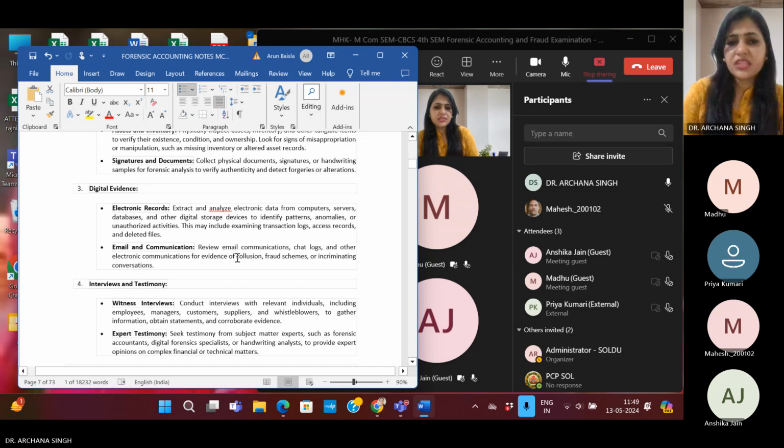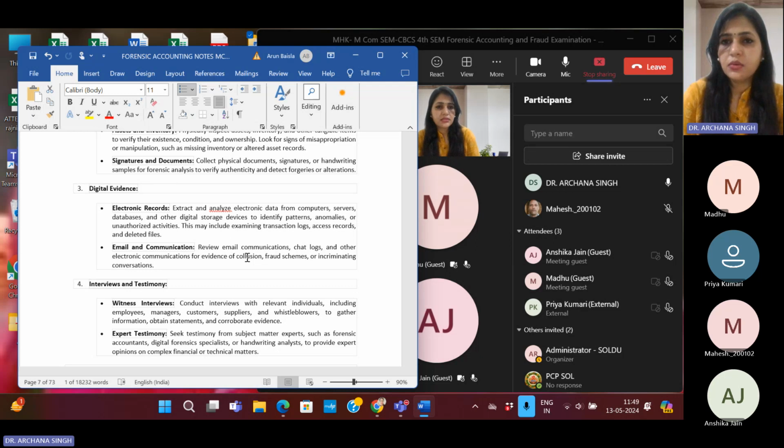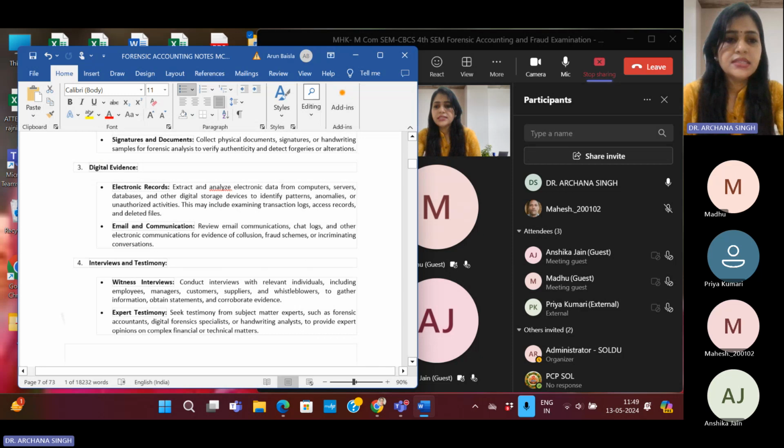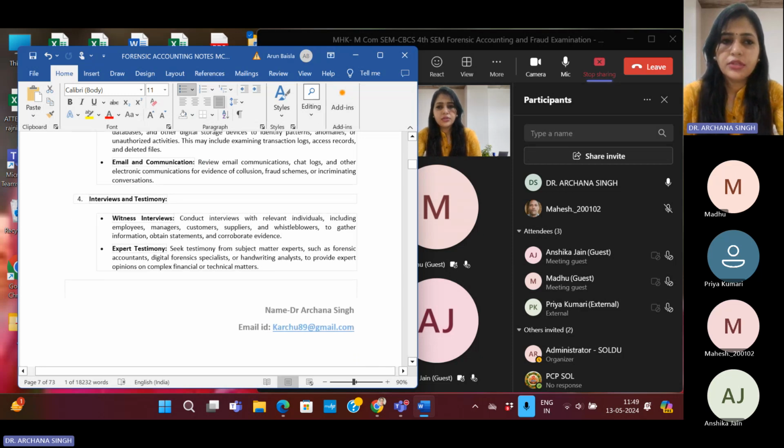So what does this word collusion mean? Collusion means if there is any secret agreement that they hadn't disclosed. Okay, so through digital evidence they can find out. Next is interviews and testimony.